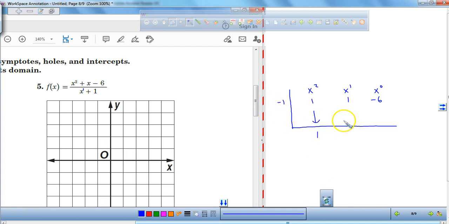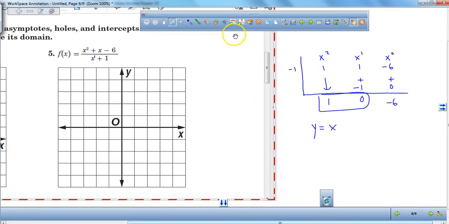Bring down the 1, multiply, you get negative 1, add it together. Well, that works out nice and neat again. Negative 1 times 0 is 0, and we got a remainder of negative 6, but I don't care. I'm only worried about these. So my slant asymptote is actually going to be y equals x. All right? And my vertical asymptote is going to be at negative 1.